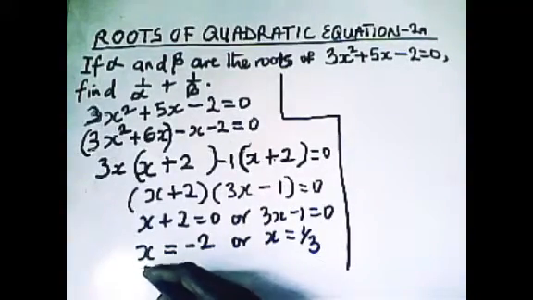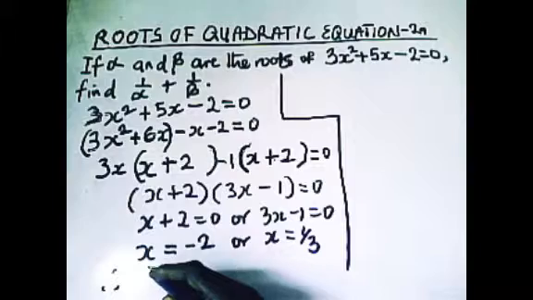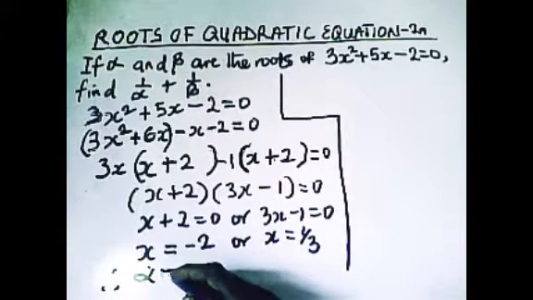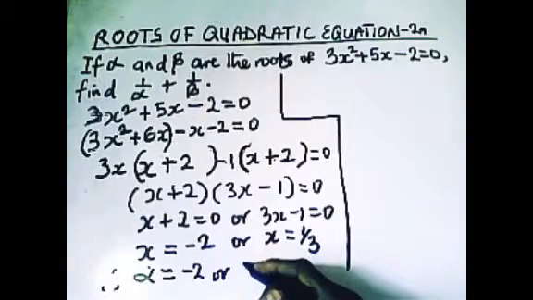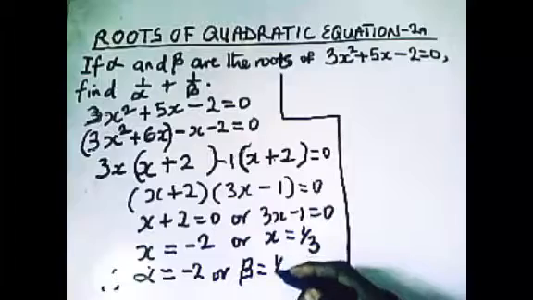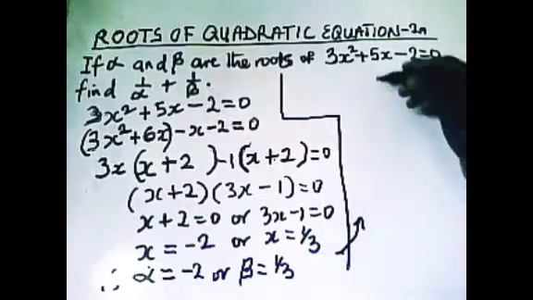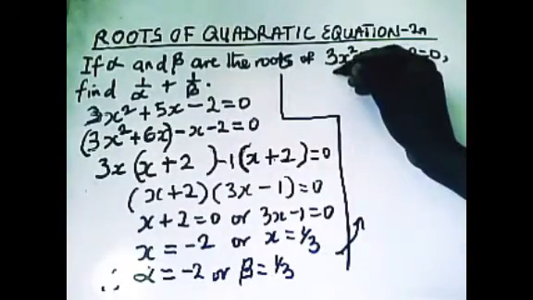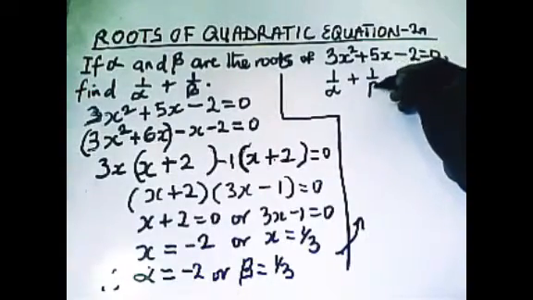X represents the root, and for the first root we have that alpha is going to give us minus 2. Then the beta, which is this, is going to give us 1 upon 3. So since we know the values for alpha and beta, we can come up here and simplify the expression. So we say 1 upon alpha plus 1 upon beta.